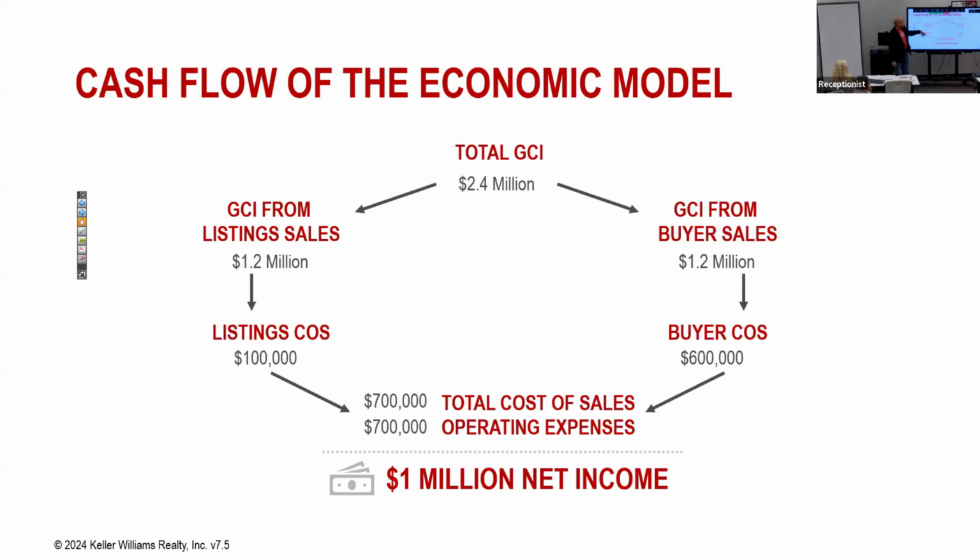All right. So in order to make the cash flow go, you bring in your total GCI, your gross commission income and fees. You're going to need to make around $2.4 million. If we have a balanced business, half of that will come from buyers, half of that will come from sellers. Makes sense, right? For every buyer, there's a seller. If you know that you work with more sellers than buyers, then we're going to be able to make those adjustments in a little bit as we go through the math for you.